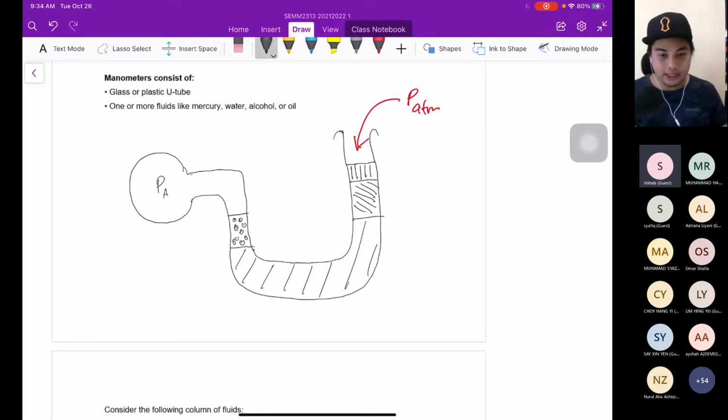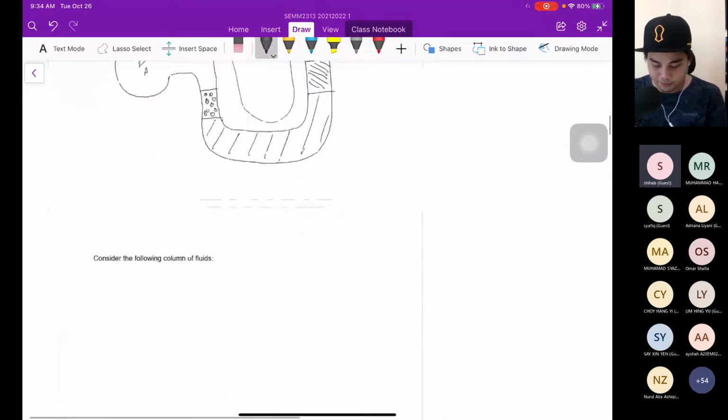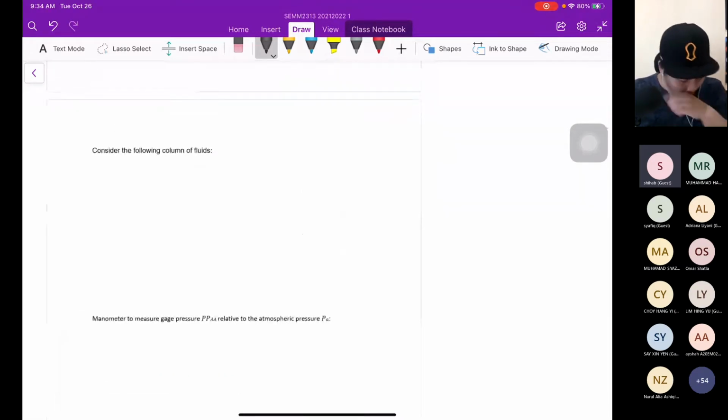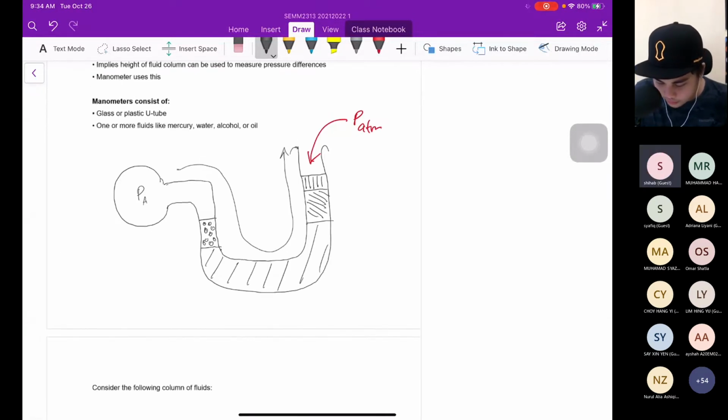So this is what we call a manometer. Manometer only one flow from here to here. Okay, this is what we call a manometer. So let's consider the column of fluid. From here you can see that we have the column. We have a full column here.